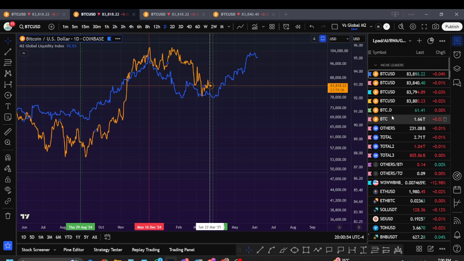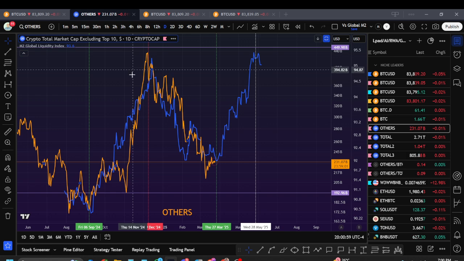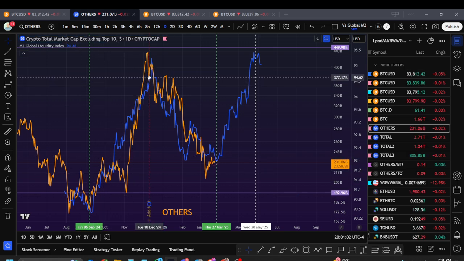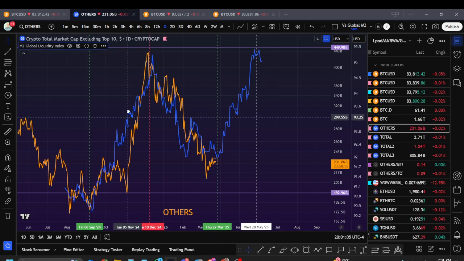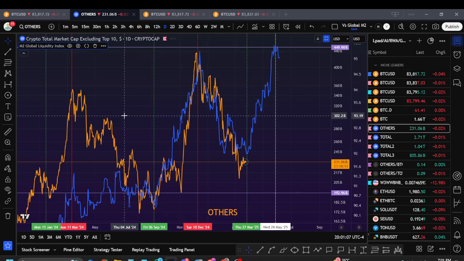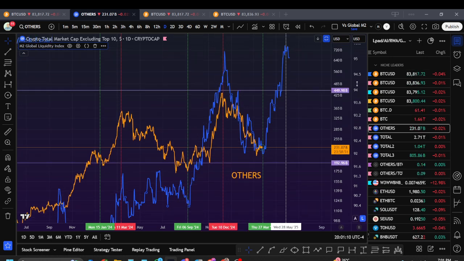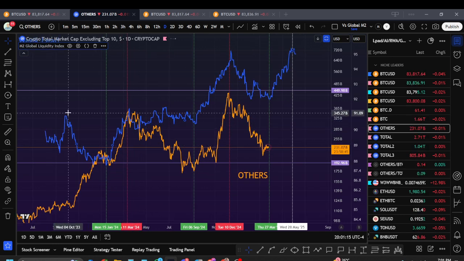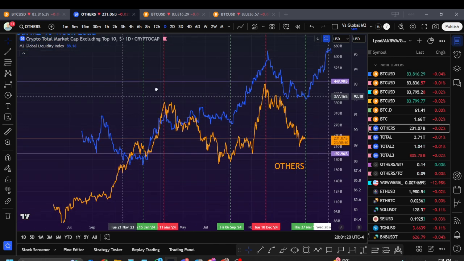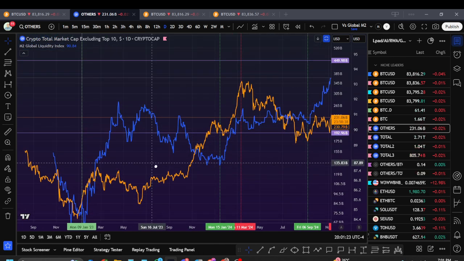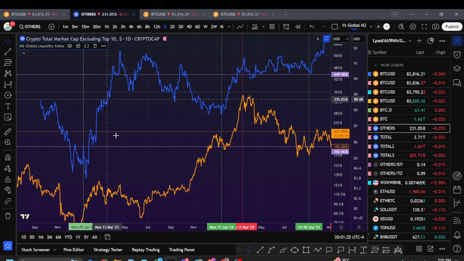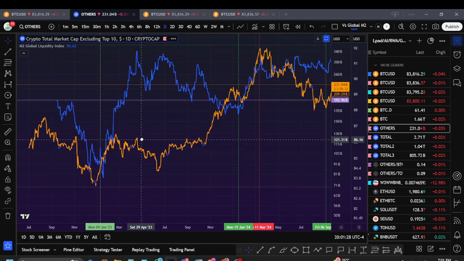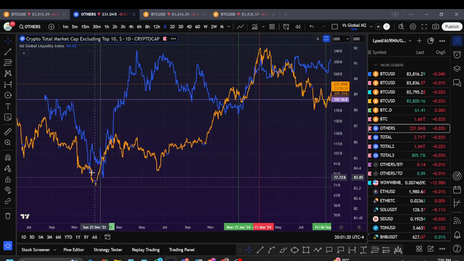Now that I have it here, let's go to others. It matches really well with others, right? As a matter of fact, let's just see here. Others matches pretty well. You have the same anomaly where M2 goes down, but others goes up right here. And then the bottom doesn't line up perfectly either.